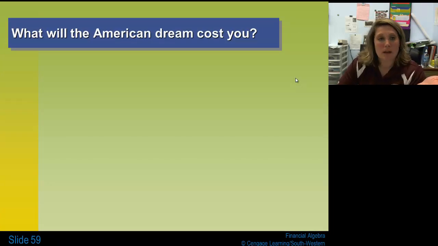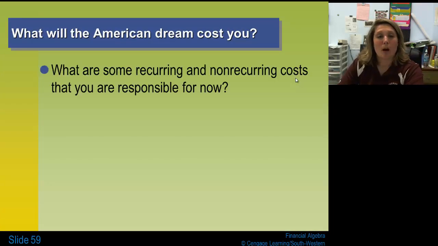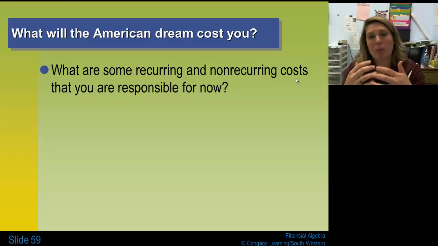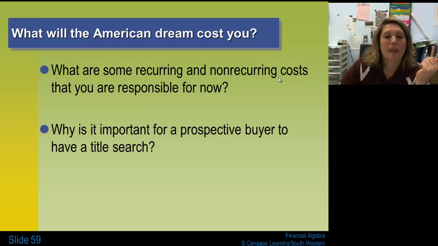So some things for you to think about. What will the American Dream cost you? What are some recurring and non-recurring costs that you are responsible for now? Now, I know a lot of you don't have bills, but some of you are driving, some of you have cell phones. Think about what you do pay for now. What do you pay for every single month, and what do you pay just a one-time deal?